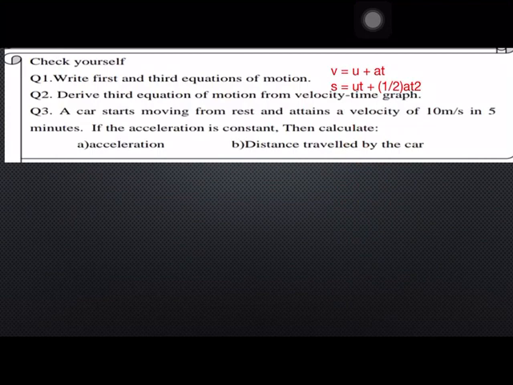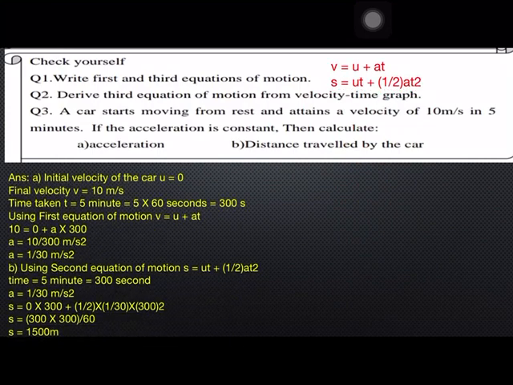You can derive the third equation of motion from the velocity-time graph, as in the previous slide. Now let's see this question answer. Numerical problem: a car starts moving from rest and attains a velocity of 10 meter per second in 5 minutes. If the acceleration is constant, calculate the acceleration and the distance traveled by the car. First calculate the acceleration, then the distance traveled. The initial velocity is 0, final velocity is 10 meter per second, and time taken is 5 minutes, so 5 into 60 seconds, that means 300 seconds.